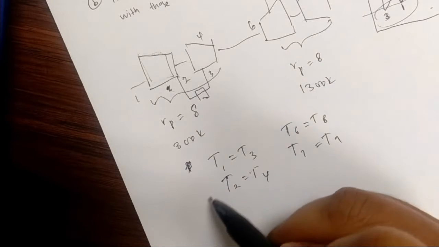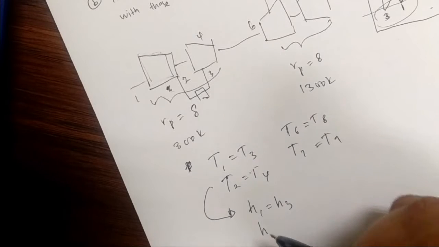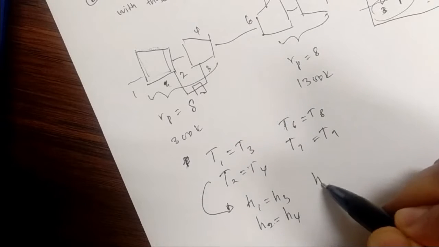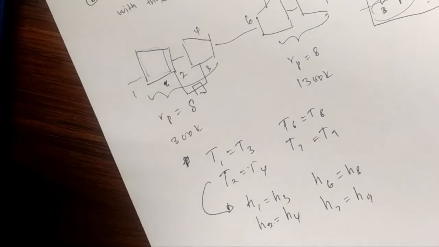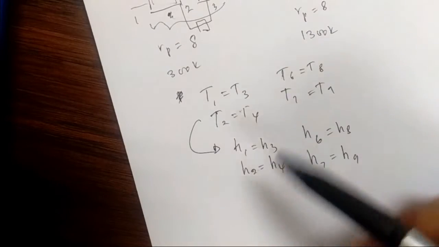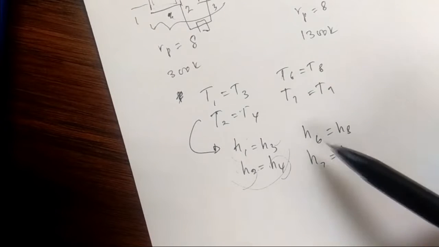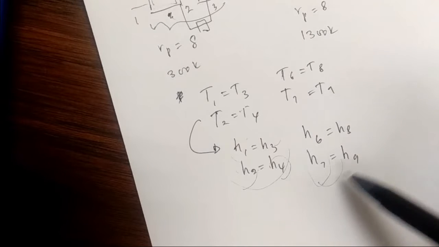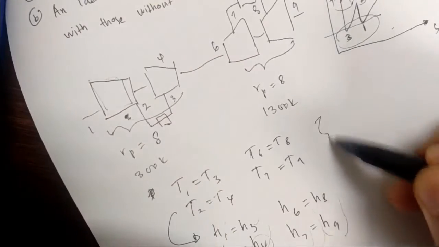Which means that this is also equivalent to H1 is equal to H3, H2 is equal to H4, H6 is equal to H8, H7 is equal to H9. This means that once you get the H1 and H2, you don't need to find the H3 and H4 because it is equal, same like H6 and H7. Once you get the H6 and H7, you don't need to find the H8 and H9.